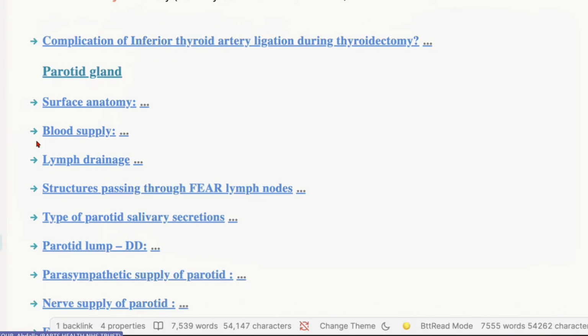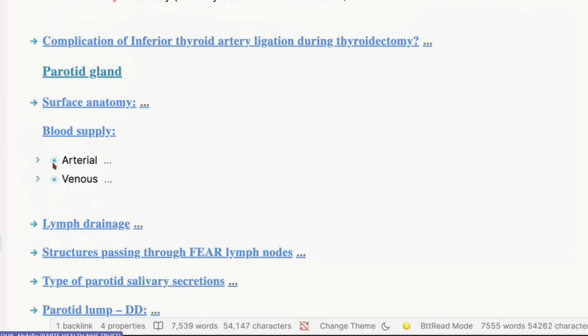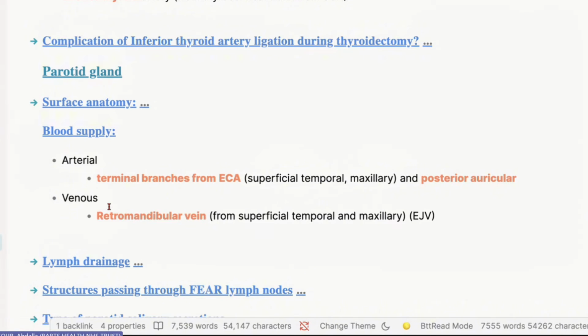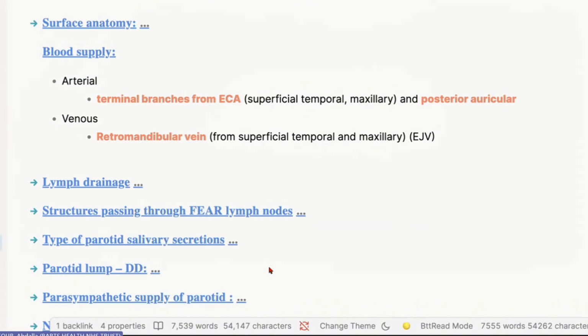So the blood supply of the parotid gland, facial would be one of them, but you basically have the terminal branches of the external carotid artery. That's superficial temporal and maxillary, and also the posterior auricular artery. And the venous drainage will be the retromandibular vein, which drains into the external jugular vein. What are the structures that pass through the gland? Structures that pass through the gland are the facial nerve, the external carotid artery, retromandibular vein, and a greater auricular nerve.